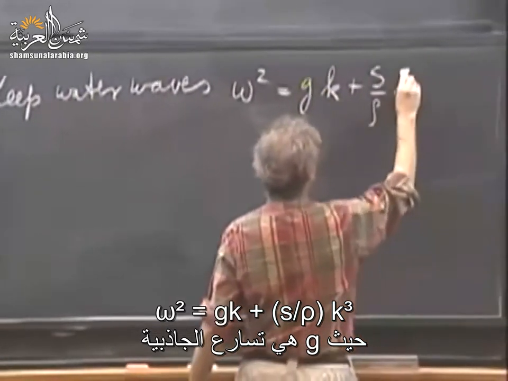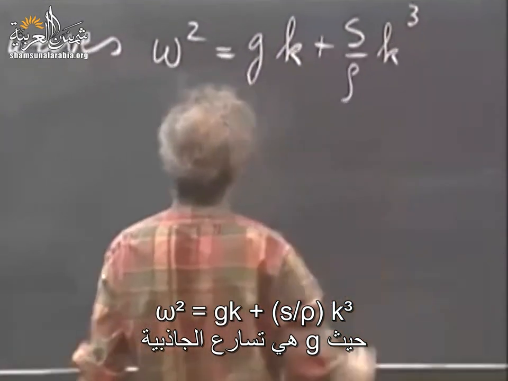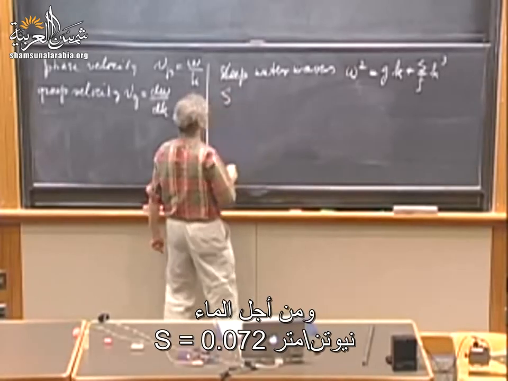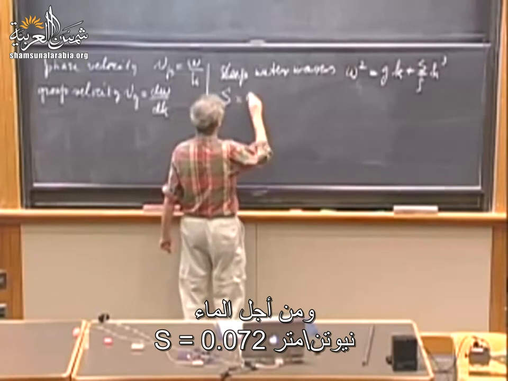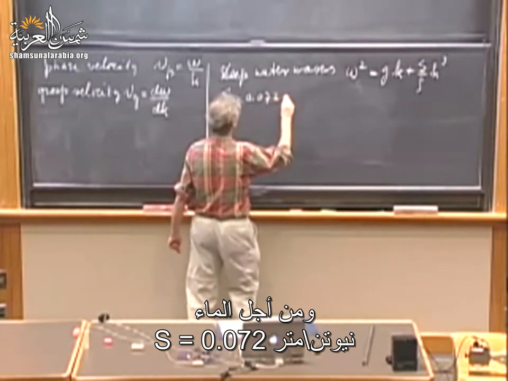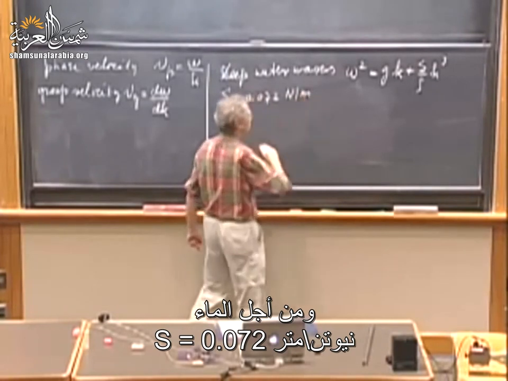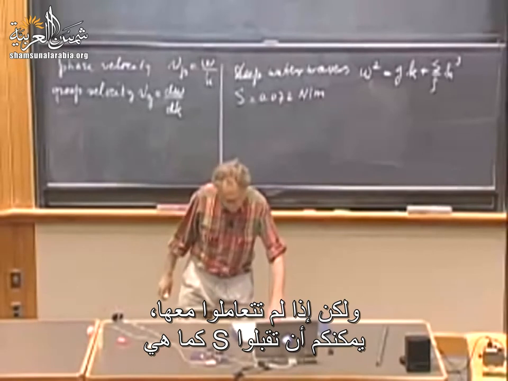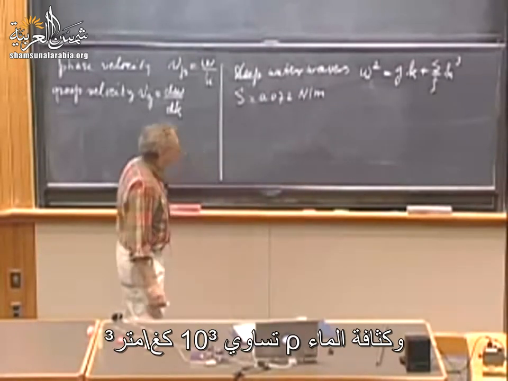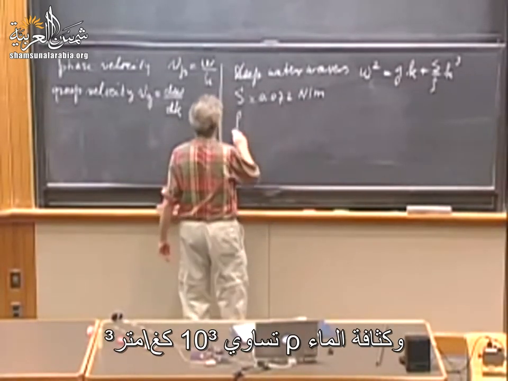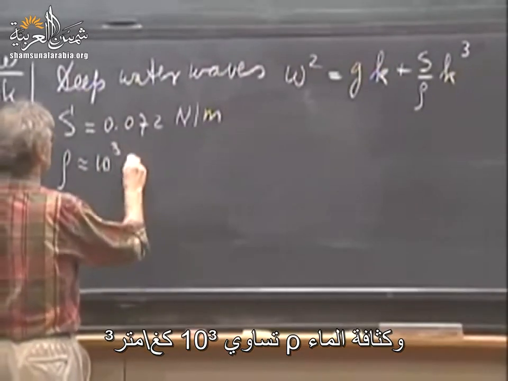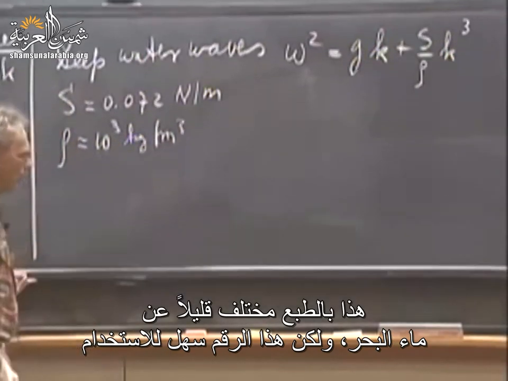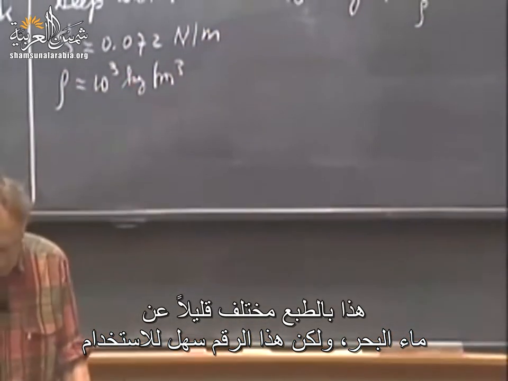divided by rho times k to the power 3, and s is the surface tension, which is for water about 0.072 newtons per meter. I don't know whether you've dealt with surface tension in 801, but if not, you just can accept this s. And the density of water, rho, is about 1,000 kilograms per cubic meter. But of course, it's a little different for seawater, but that's a nice number to use.